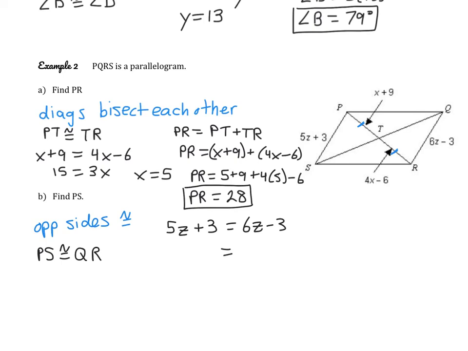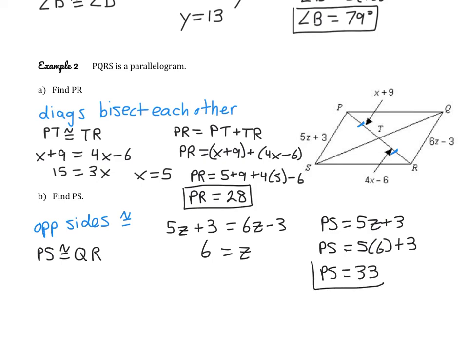So I can subtract 5z from each side, and I can add 3. So I get z equals 6. And then, of course, they don't want to find z, they want to know what PS is. So PS is 5z plus 3, so we can substitute. So 5 times 6 plus 3. So we get PS equals 33.